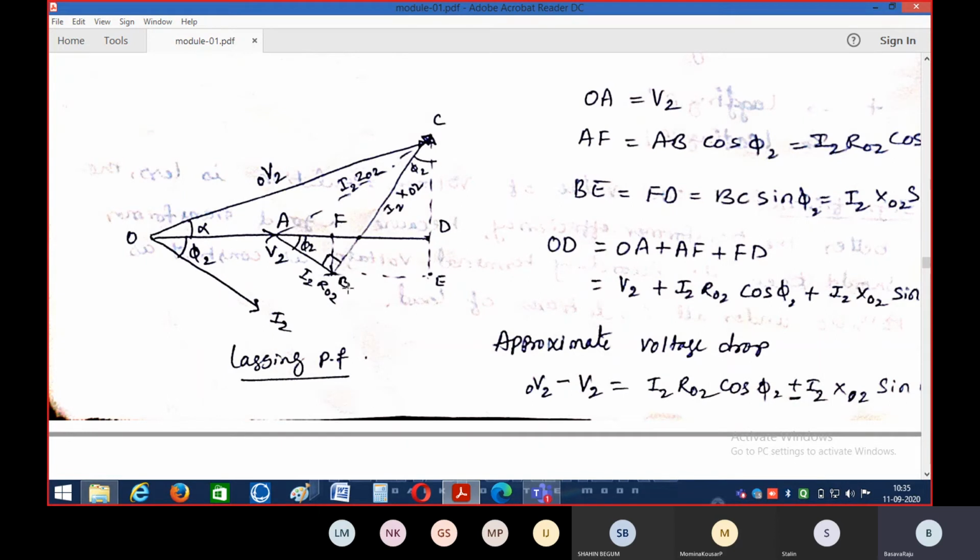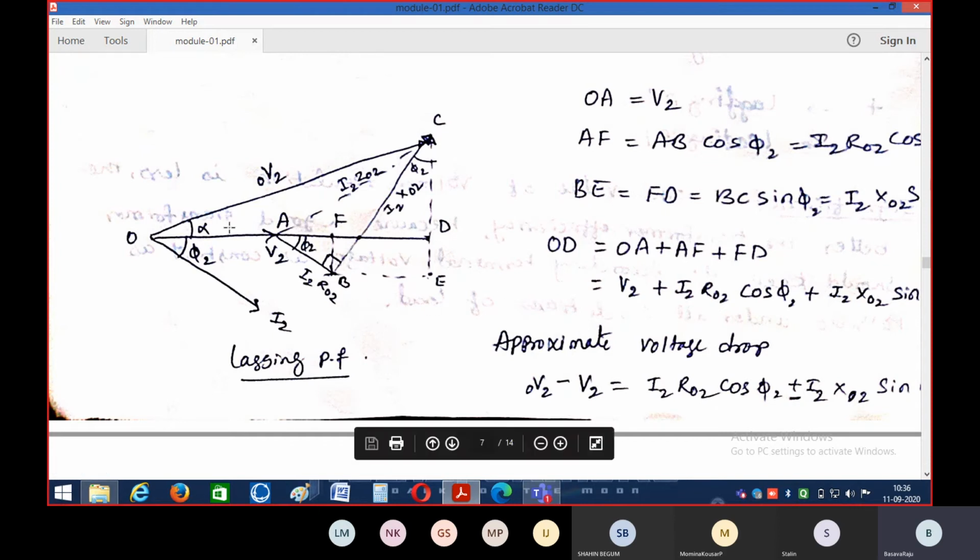Okay. And if I calculate this BE, what is BE equal to? The same vector length which FD is having. See here, from F to D, whatever length I am having, the same length BE also I am going to have. Right. So I wanted to calculate this FD length. That FD length I am indirectly calculating by BE.